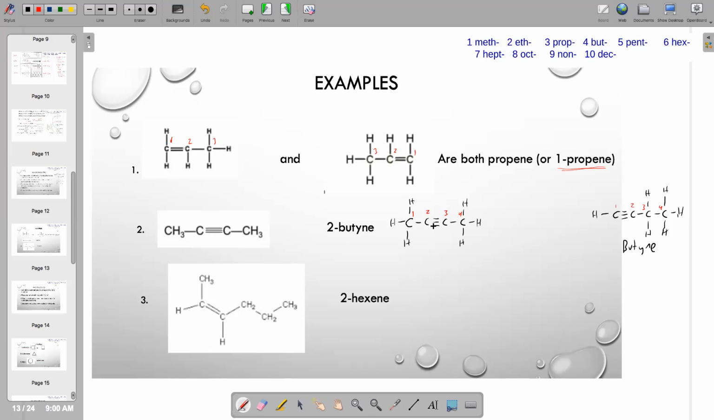So there are really only 2 kinds of butyne. There's just butyne, or 1-butyne, and then there's 2-butyne. There's no such thing as 3-butyne because there isn't a 5th carbon atom.